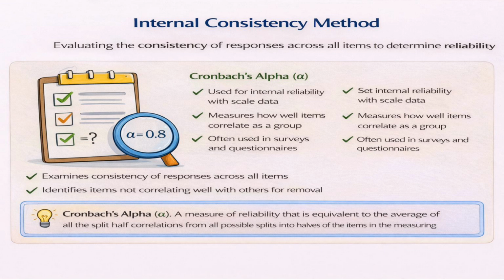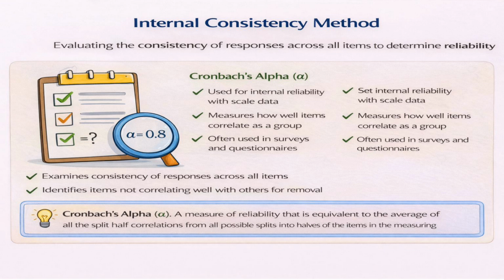Look at the checklist illustration on the left. Imagine you have a questionnaire with several items. Item 1, Item 2, Item 3, Item 4. All of them are supposed to measure one construct. For example, job satisfaction, technology acceptance, attitude towards sustainability. Internal consistency checks whether responses to these items are aligned.